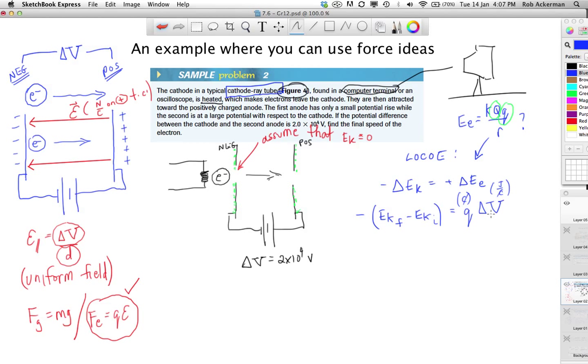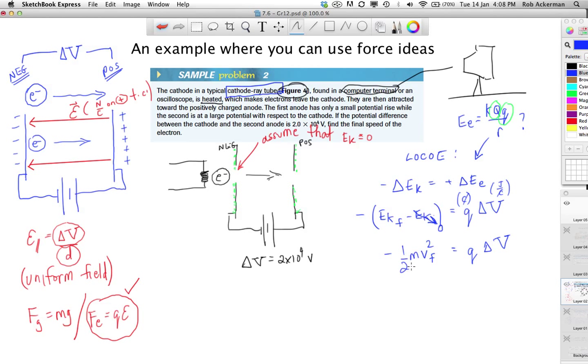Coulombs goes with coulombs. You get joules, which is what kinetic energy is, which is what electric potential energy is. So, a couple of other things. We are assuming the initial kinetic energy is 0. So what's this going to give us in the end? Negative EK final, which of course is a half mv final squared, equals Q delta V.